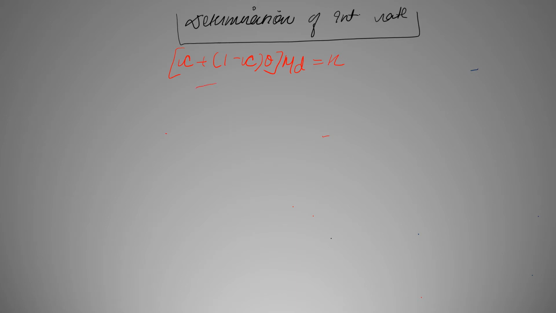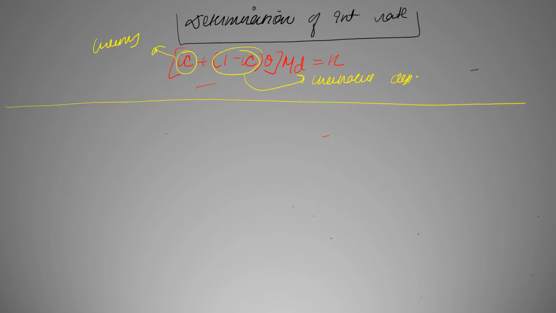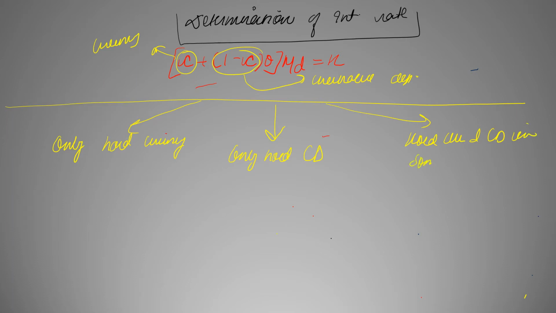Where C denotes currency and 1 minus C denotes checkable deposits. So the three cases that we are going to talk about are: number one, when we only hold currency; second is when we only hold checkable deposits; and third case is when we hold currency and checkable deposit in some proportion.